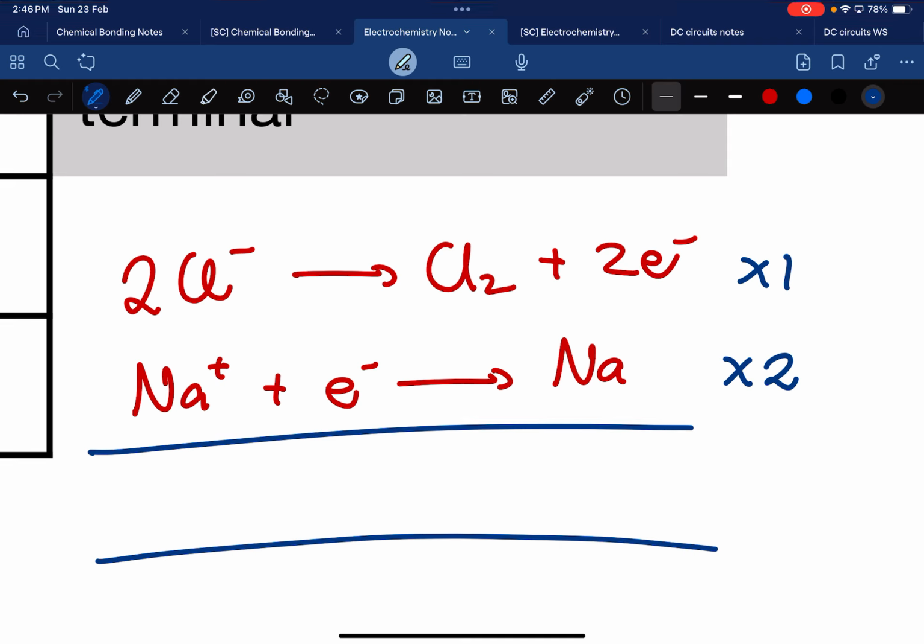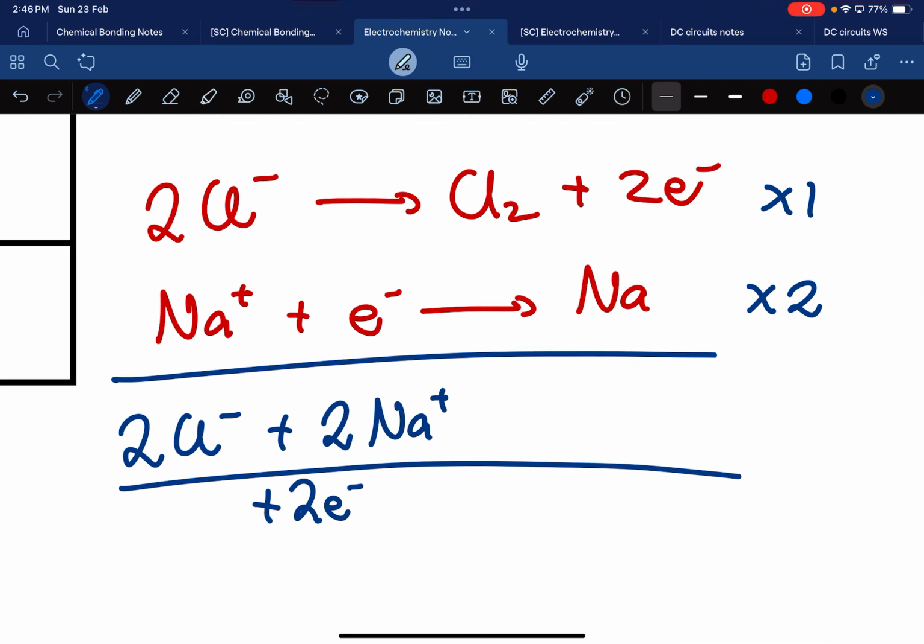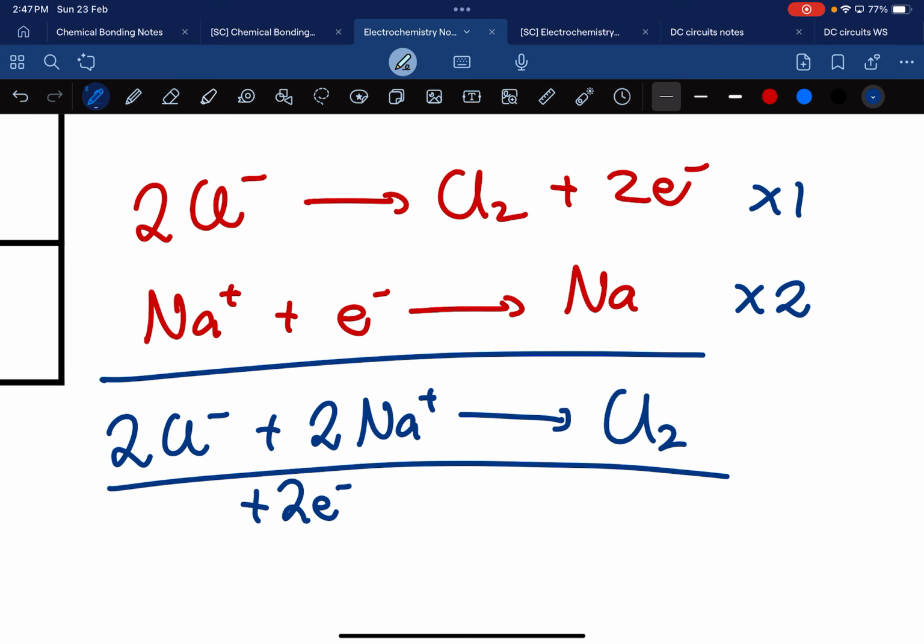In other words, the reaction happening at your cathode happens twice as fast as the reaction happening at your anode. Understood? Because you simply need to use up the electrons. There is no choice. So when I write out my final formula, it will still be 2Cl minus, because this one is times 1 only. But now I have 2 Na plus ions. You can go ahead and write your electrons if you want to, plus 2 electrons here, that's fine. Then my products will be Cl2 gas, as mentioned, and 2 sodium atoms. And I also have 2 electrons.